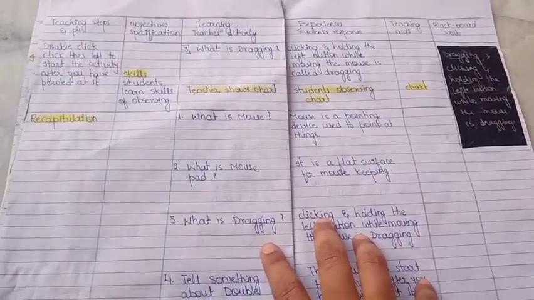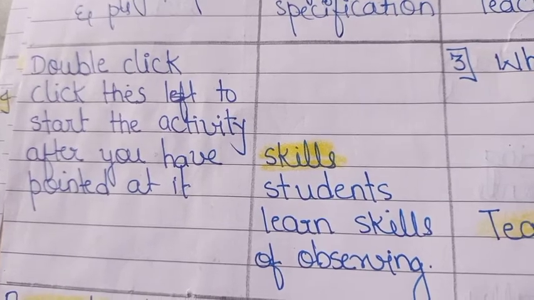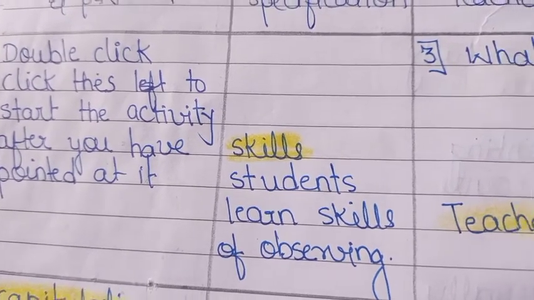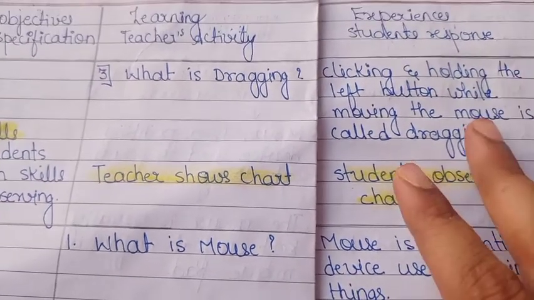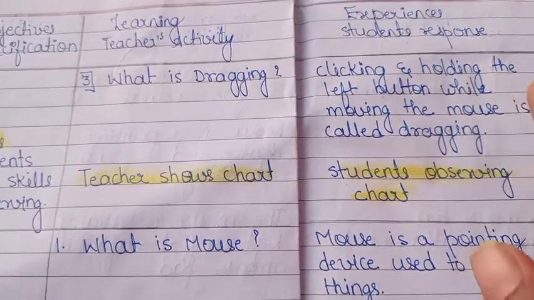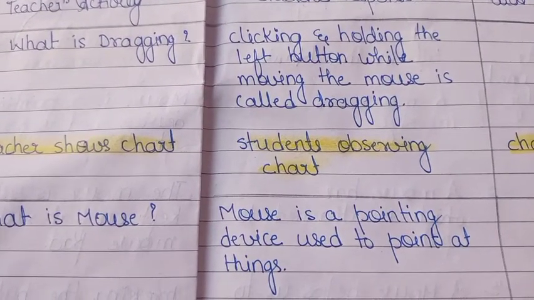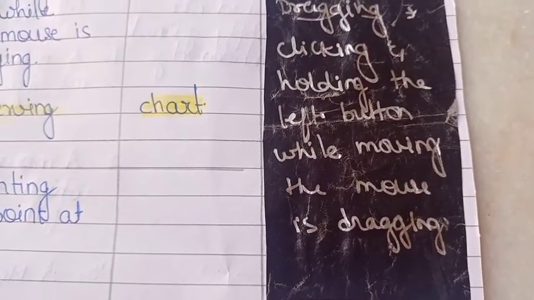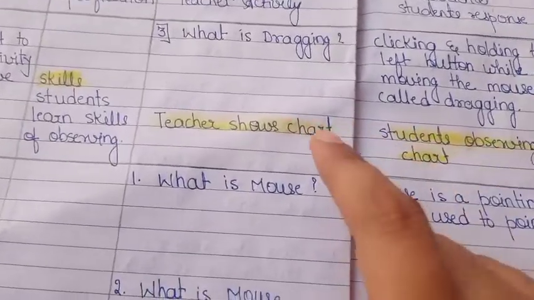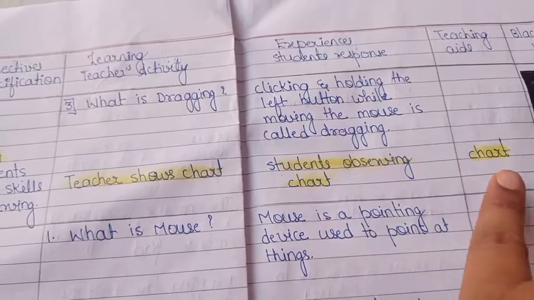And this is the overall look, and let's turn the page and here we will see the rest of presentation 2. Here you can see double click, so we have to explain about all these things, and a question related to that, and the expected answer that we expect from students. Here you can see blackboard work, where I have mentioned dragging. What is dragging? After that, the teacher shows a chart and students observe the chart, and for teaching aids we have to write chart.